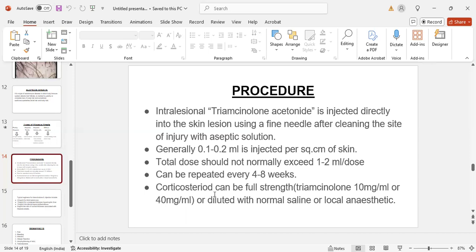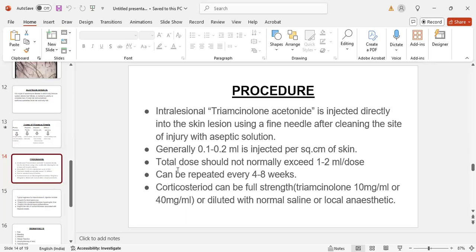You have to take 0.1 to 0.2 ml to inject. Now you have to take an insulin syringe. If you take 0.1 ml of triamcinolone injection, you have to take the same quantity of normal saline or distilled water. You can mix it with normal saline or a local anesthetic. A local anesthetic is used when the patient is having pain at the site, but normally you can use normal saline also. Same quantity, same proportion, 1:1.